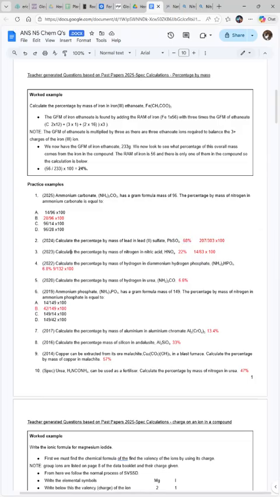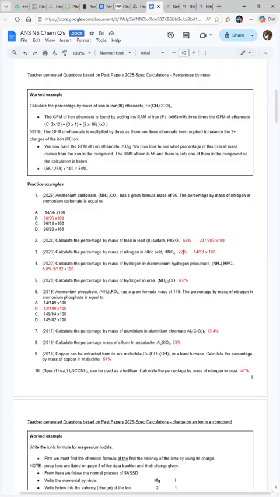The percentage by mass of nitrogen in nitric acid is a similar method. So we find nitrogen, go to the data booklet, it's 14. Add on the 1 for hydrogen and the 48 for oxygen, gives us 63 total. When we do 14, which is the relative atomic mass of nitrogen, divided by the relative atomic mass of the entire compound, we get 22%.